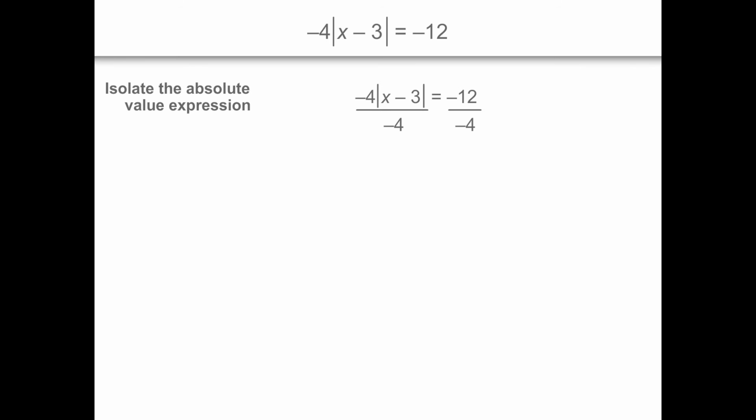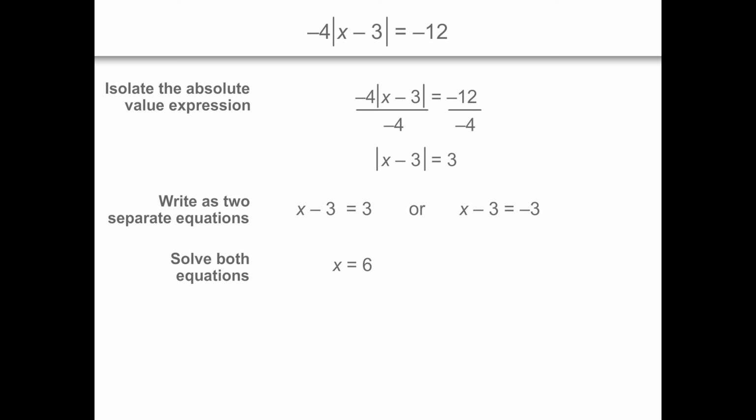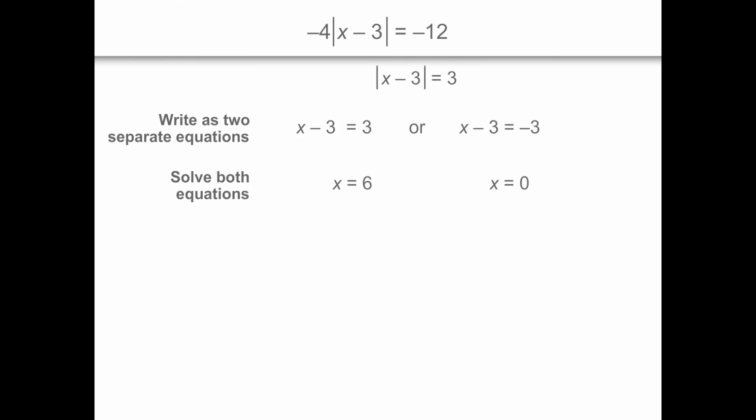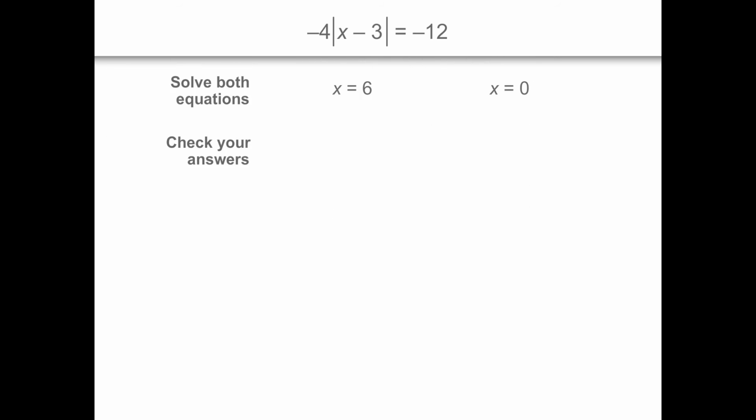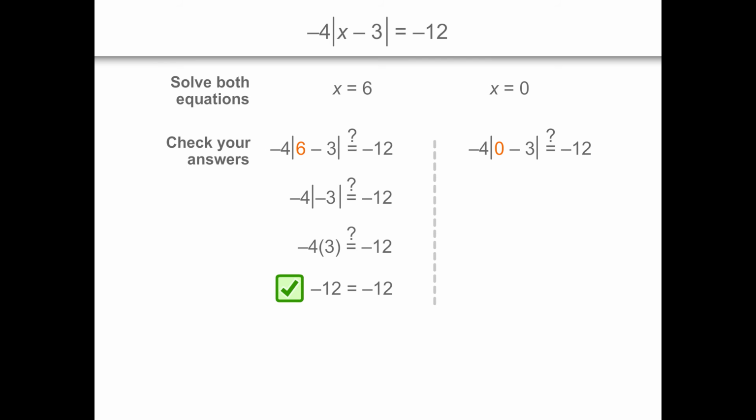This next example has a negative 4 on the left side of the equation. Again, isolate the absolute value expression. Then, rewrite as two equations and solve. Check answers. And state the final answer.